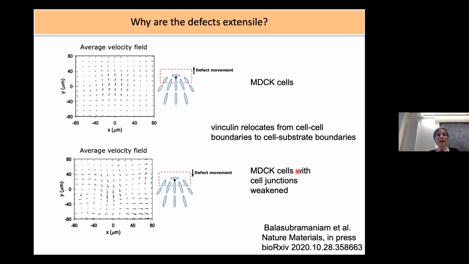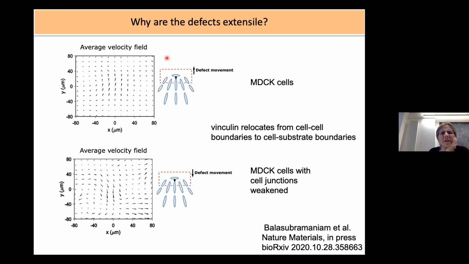Okay, so this is my last slide, and this is some very recent experiments we've been involved in, by Lakshmi Balasubramanian, again in Benoit Ladoux's group, who's done all the hard work in terms of the experiments. What I've been saying is that it's these extensile cell-cell interactions which give you active turbulence, and that they're due to interactions between the cells. Okay, so this is what happens in an MDCK cell layer. You get topological defects. Here's the flow around the topological defects, and the defect moves in this direction, and moving in that direction means that this is an extensile system.